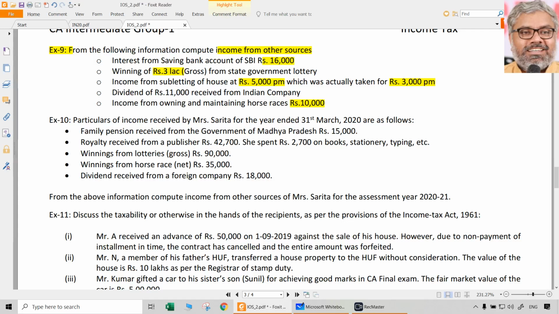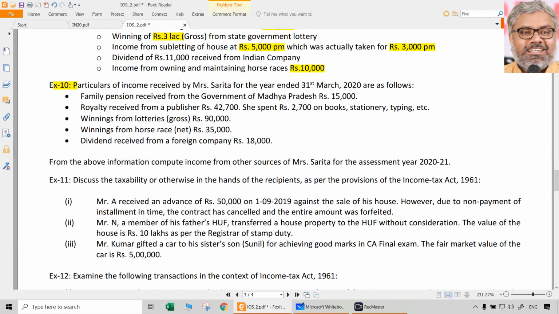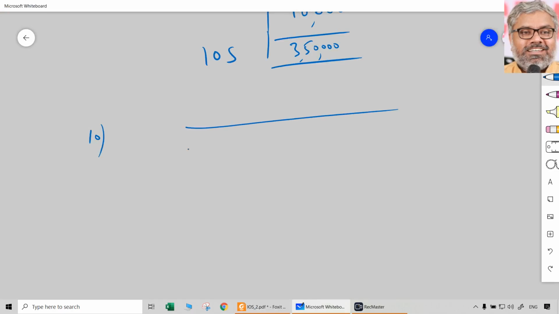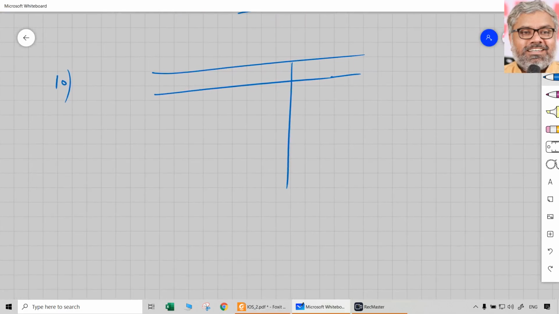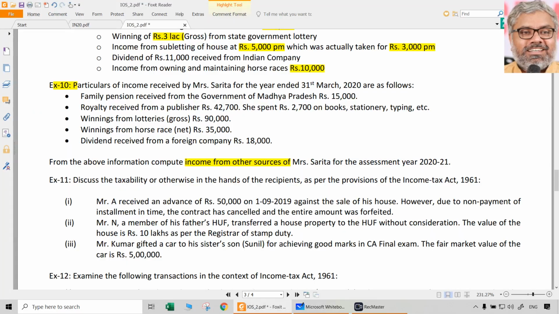Next, question number 10. Particulars of income received by Mrs. Sarita for the year ended 31st March 2020 are as follows. From the above information, compute income from other sources of Mrs. Sarita. Same type of question. Income from other sources we have to compute, applying different provisions of this head of income. Let us take one by one.